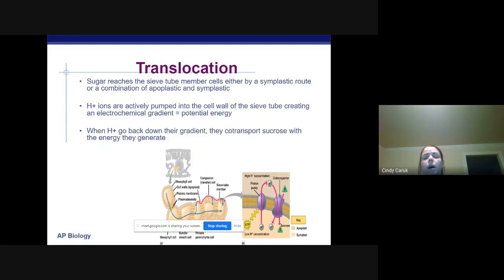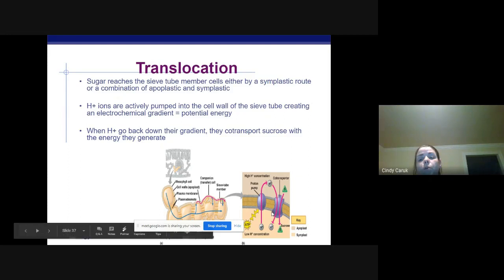Right? So how this is done, this is an example of active transport using a co-transporter. So hydrogen ions are pumped out using the energy from ATP here. Right? You get an electrochemical gradient, lots of potential energy. And the only way the hydrogen ions can go back down both their concentration and their charge gradient is through this co-transporter. When they do and they release that potential energy, it's used to transport sucrose into the phloem.